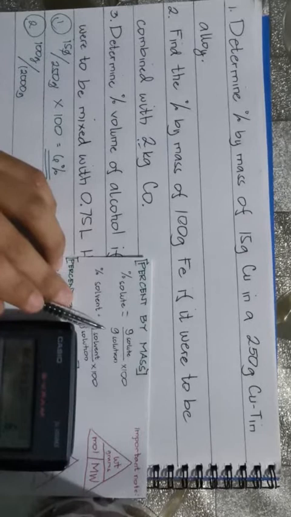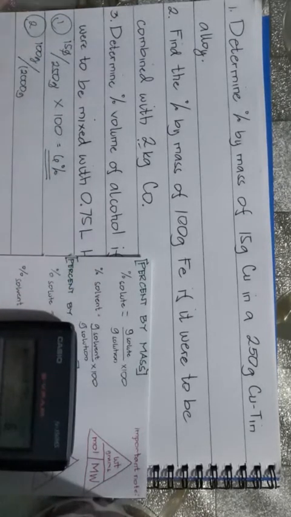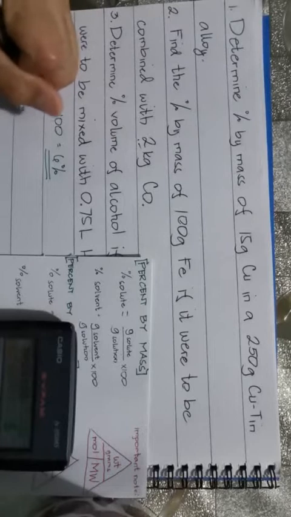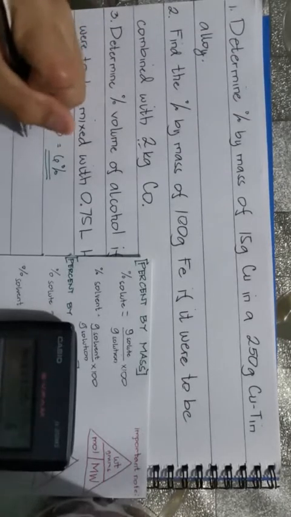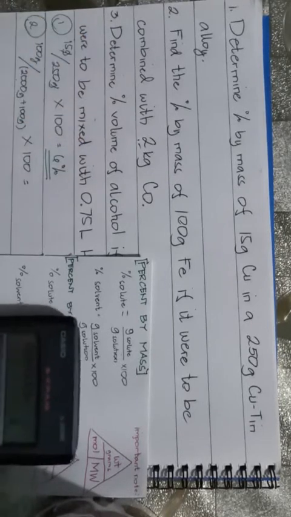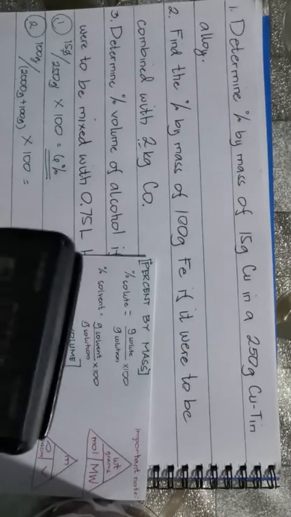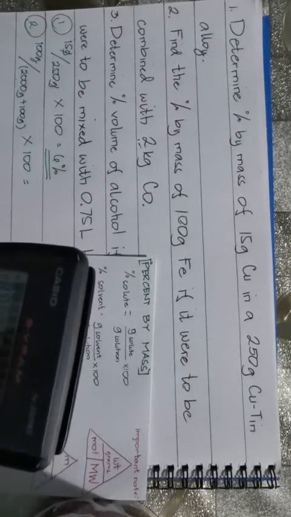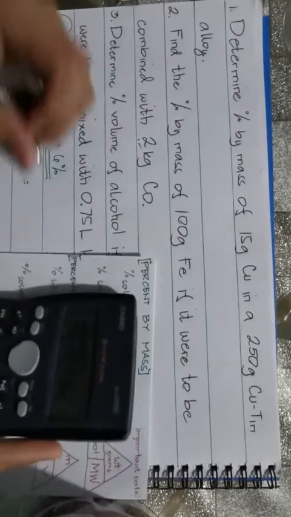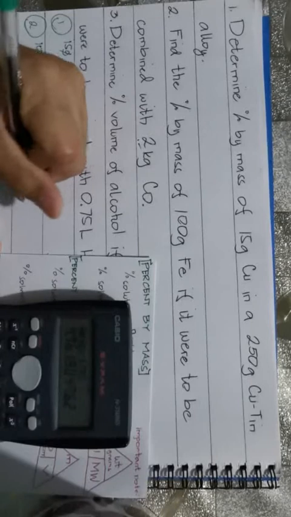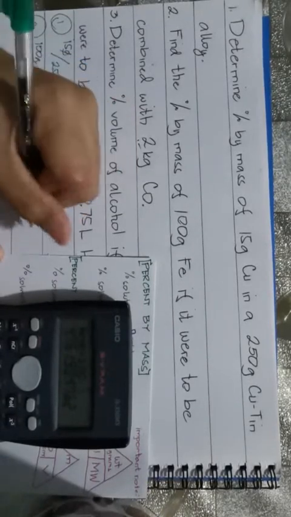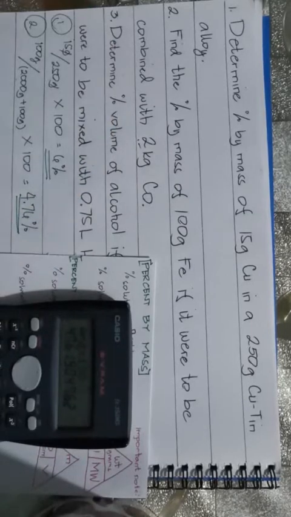So, in order for us to determine the amount of solution is for us to add solute and solvent. Now, this is for the solvent. We have to add the amount of solute, which is 100 grams. And then times 100. So 100 divided by the sum of 2,000 plus 100 and then times 100. So this is equal to 4.76%. That will be our answer for number 2.